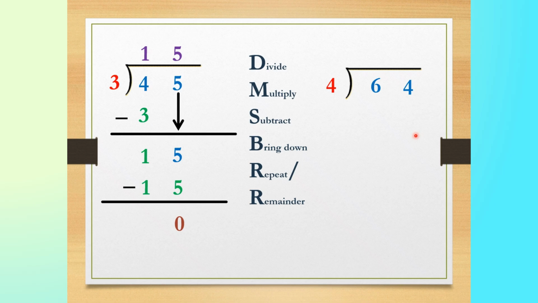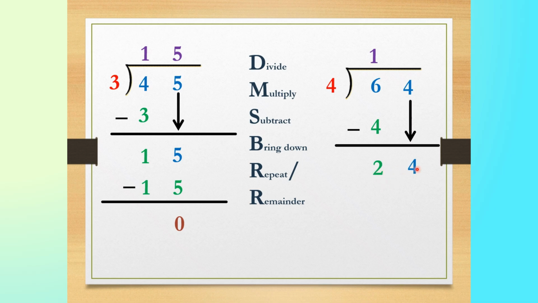64 divided by 4. Divide. How many groups of 4 can I find in 6? One group of 4. Then you multiply. 4 times 1 is 4. Subtract. 6 minus 4 is 2. Bring down the 4 right next to the 2.